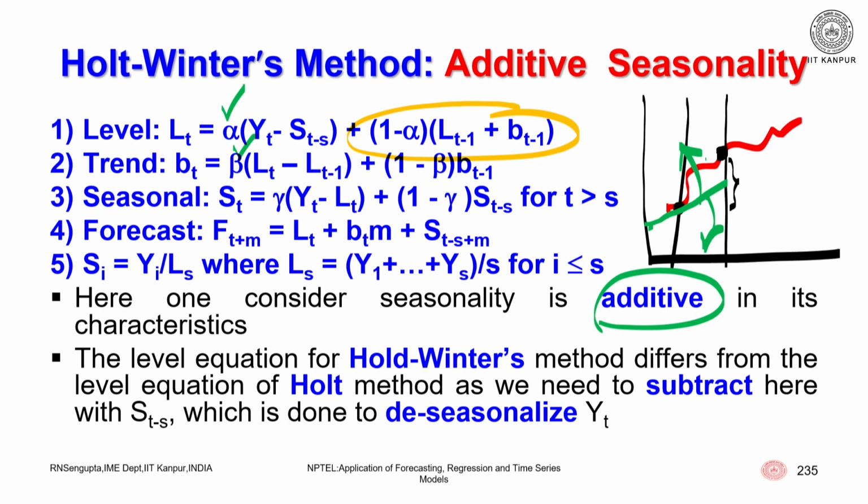So, the black bullet point after the fifth point considers the seasonality in the additive sense. The level equation for the Holt-Winters method differs from the level equation of the Holt method, as we need to subtract here. That means, in the additive one you add up and then subtract to regain the value, while in the multiplicative one you multiply and then divide to come back to the value. These are the only differences to de-seasonalize, that is, the weightages of the effect on y t, which is the actual value based on which you are going to forecast.